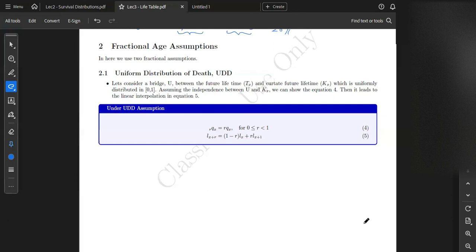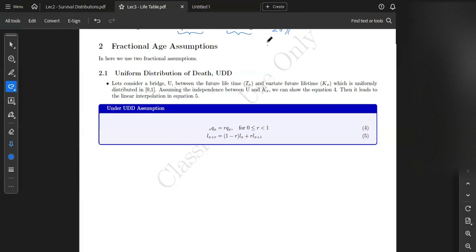The first one is the uniform distribution of death. As you have seen in the previous example, if you have the uniform distribution, it's easy to work with because we don't have to integrate that function. It's just the area of a rectangle. So if you know the two parameter values, you can get the width of that interval, and 1/width is the density of that distribution.